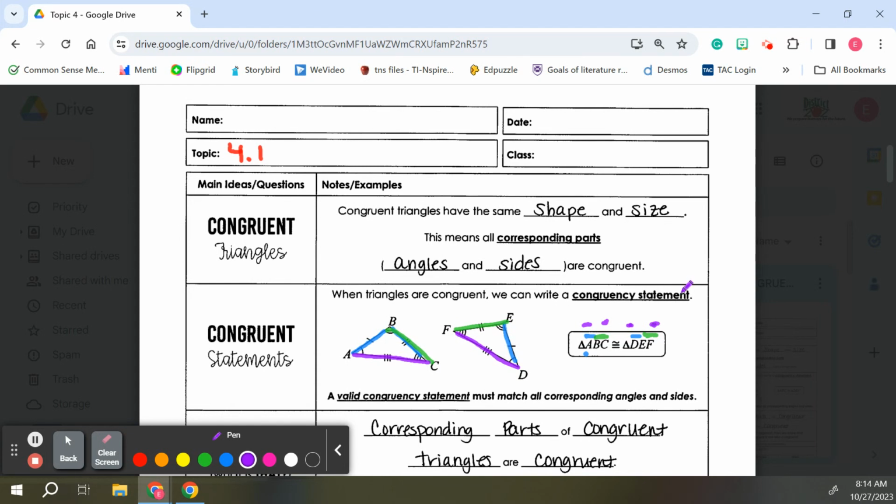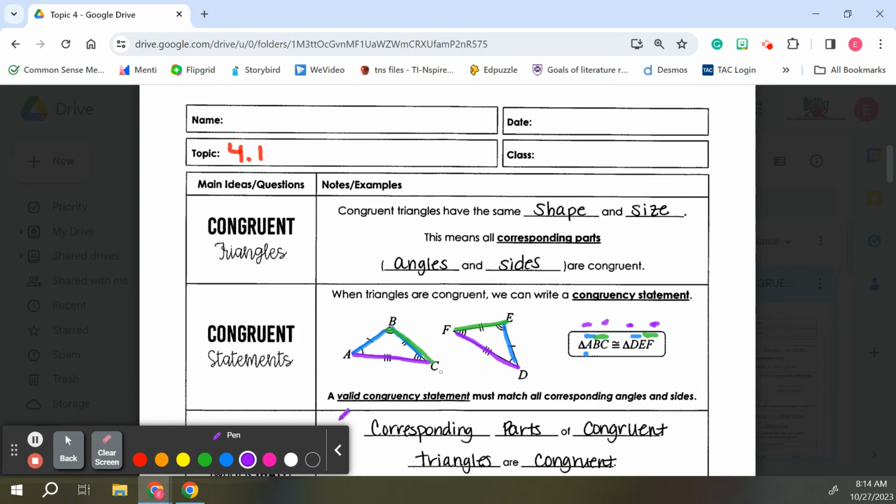Questions on naming. Now it doesn't matter if we switch this up. We could have named this like CAB and then FDE. But you have to make sure the parts are together, okay? Questions on that? That's very important.